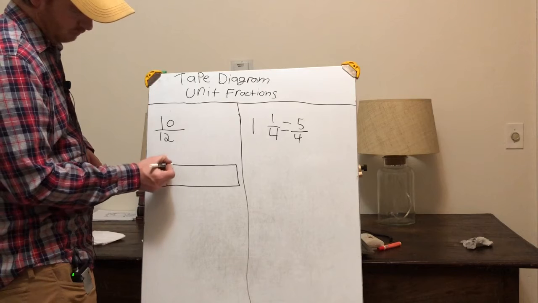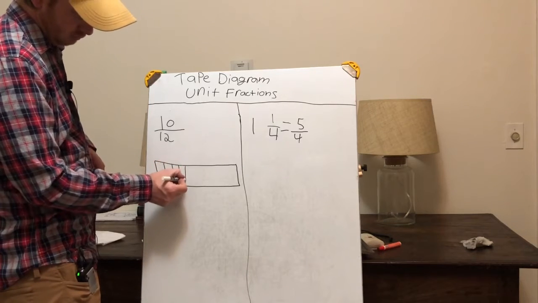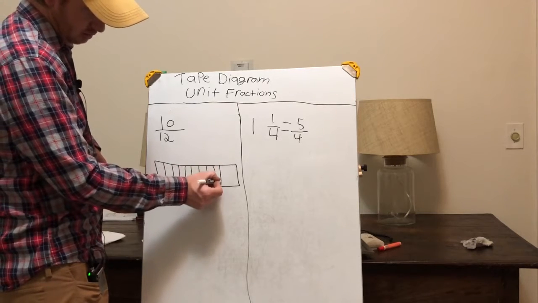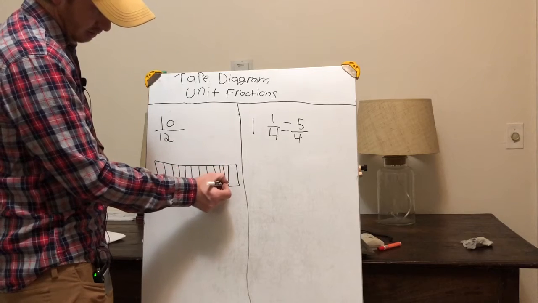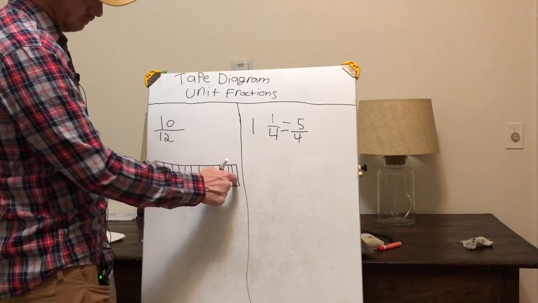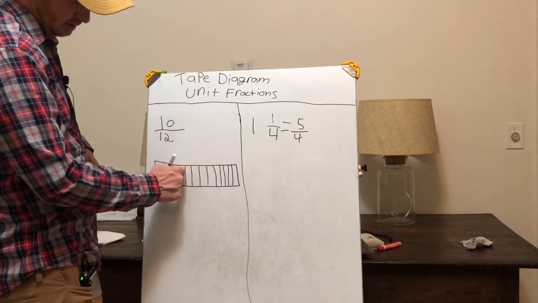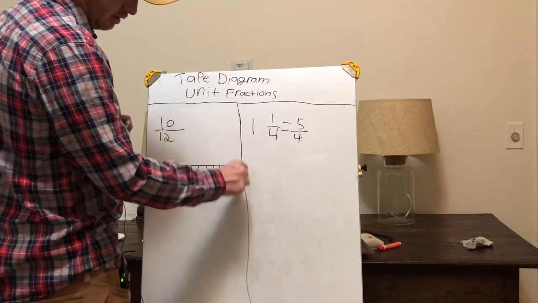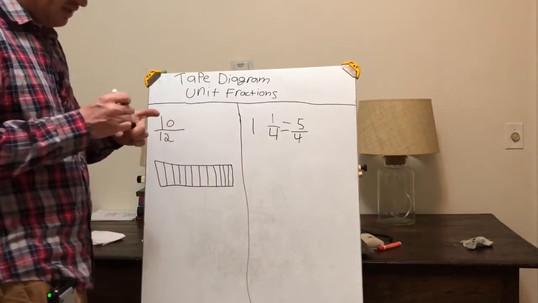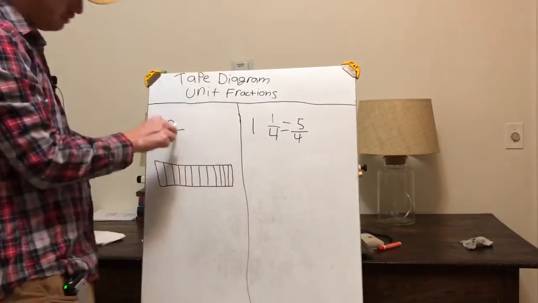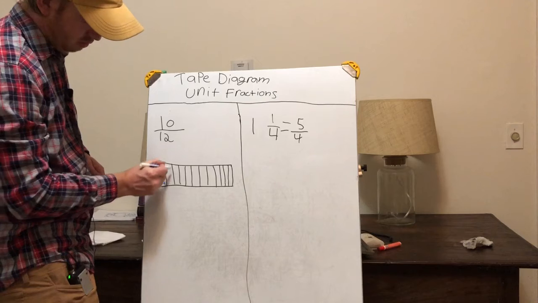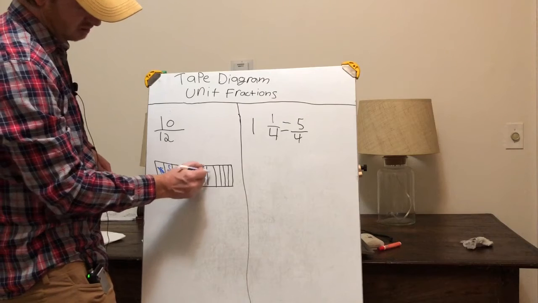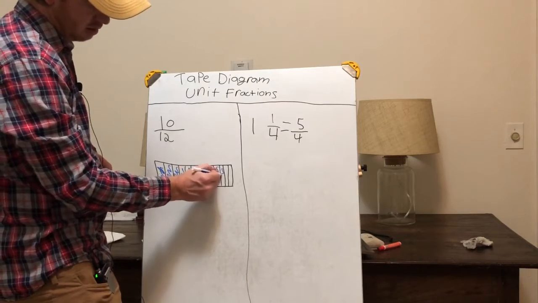So 1, 2, 3, 4, 5, 6, 7, 8, 9, 10, 11, 12. 1, 2, 3, 4, 5, 6, 7, 8, 9, 10, 11, 12, 13. I made it a little too big, so we'll take one off. And we have 12. And then we're going to color in our parts. 10. 1, 2, 3, 4, 5, 6, 7, 8, 9, 10.